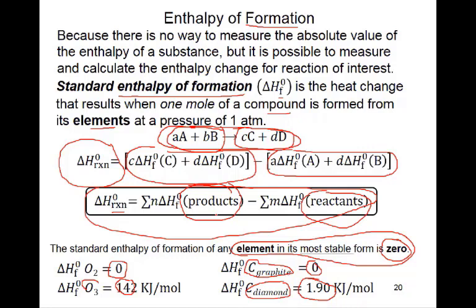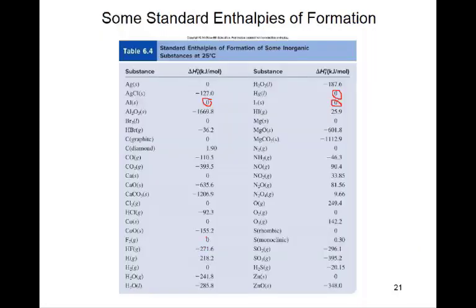You have to play with the numbers: make the total of the products, make the total of the reactants, and take the difference, minus. This is the answer, a one-step thing only, keeping in mind the element is 0. Now this table will be given in the question.